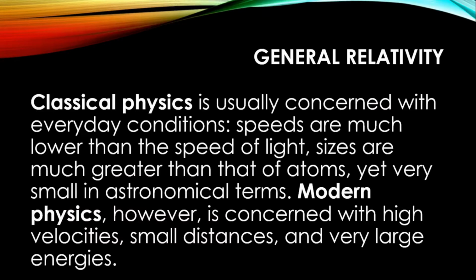So classical physics is usually concerned with everyday conditions, like speeds much lower than the speed of light, and sizes much greater than that of atoms, yet very small in astronomical terms. While modern physics, however, is concerned with high velocities, small distances, and very large energies.